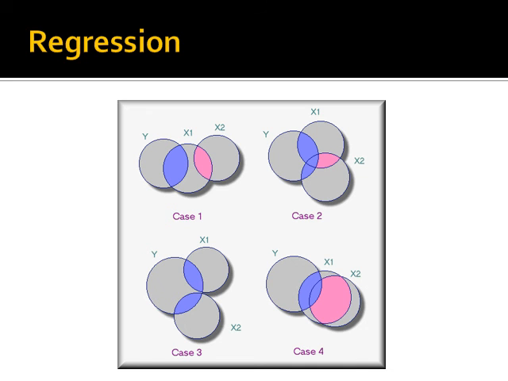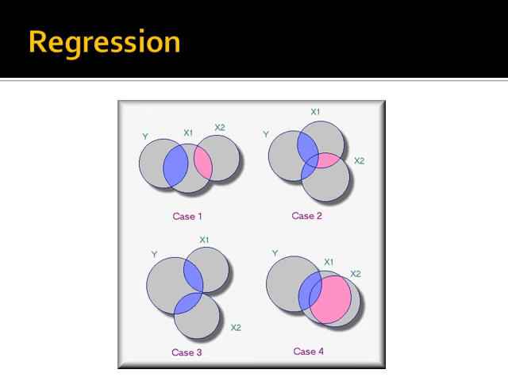Case 2, you have y, and then you have x1 and x2, and you'll notice that x1 plus x2 results in a larger shaded area of y, the dependent variable. And there's also a commonality between x1 and x2, that's the shaded area in pink. Case 3 is when you have no interrelationship at all, so both x1 and x2, the independent variables, have an impact on y that's additive. They have different sources of variance on y, but there's no interrelationship there.